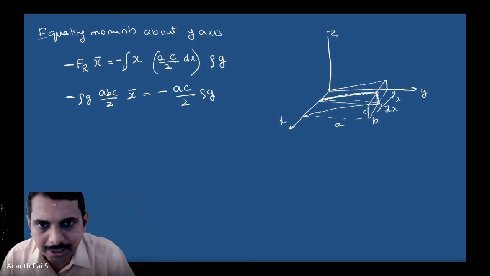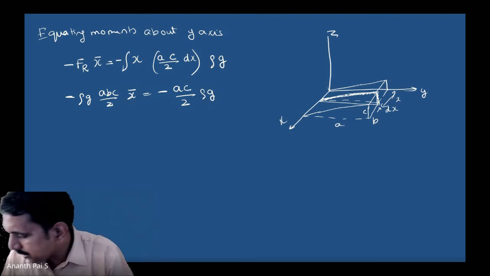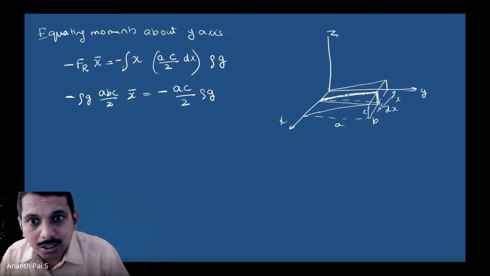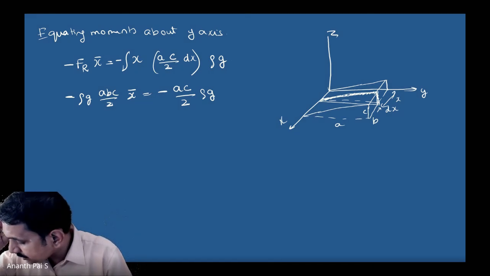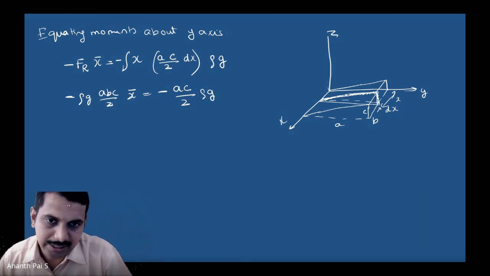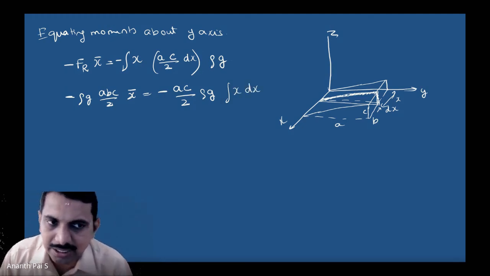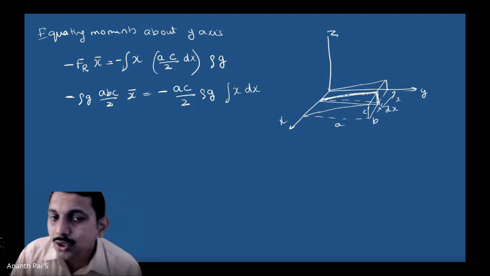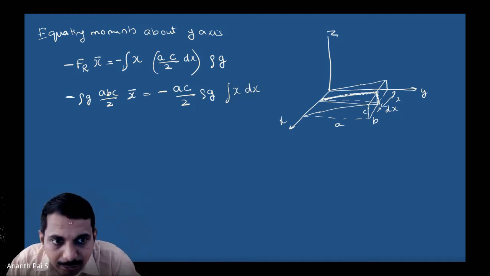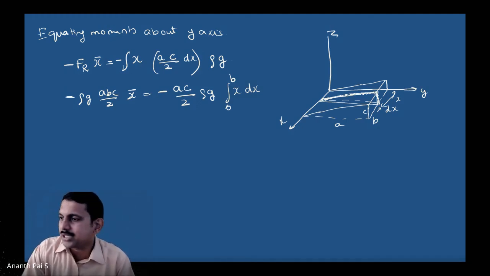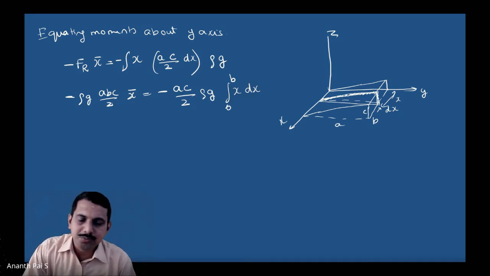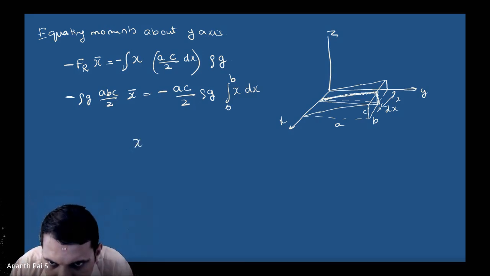Just a second, students. What did I miss here? AC by 2, correct? I have not missed anything, is it not, students? Integration of x into dx. Nothing we have missed, correct? So where should we integrate? We should integrate from 0 to b, correct? Perform the integration and tell me what should be x bar. Fast, be fast.